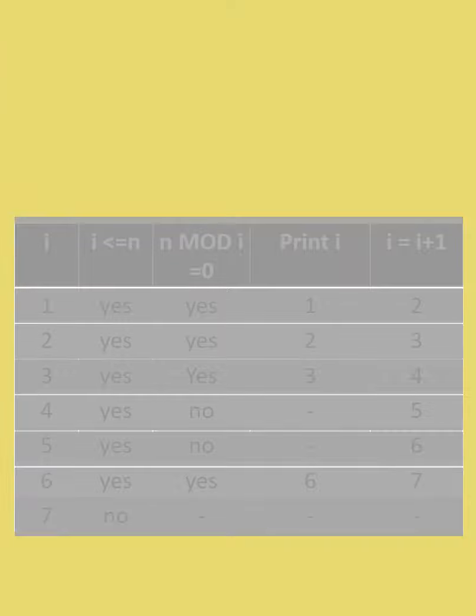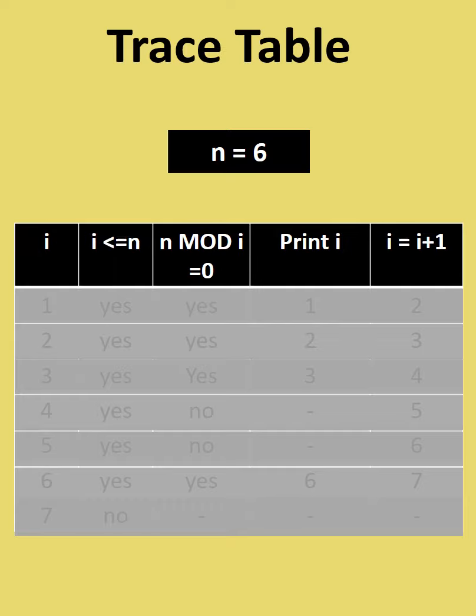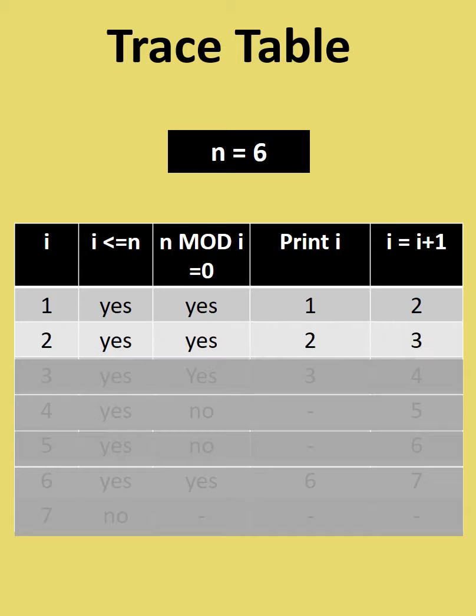Let's understand the factor story more clearly by using the trace table. I'm going to take n equal to 6, which means I have to find out the factors of 6. In the first row, all the headings are the processes I have used in the flowchart. For I equal to 1, I will check if I is less than or equal to n, and n mod I is equal to 0. On the yes side, it will be printed, and then I will increment I. For the value of I equal to 2, again it is in the limit and it gives us a 0 remainder. I will again print I, and then increment I by 1.